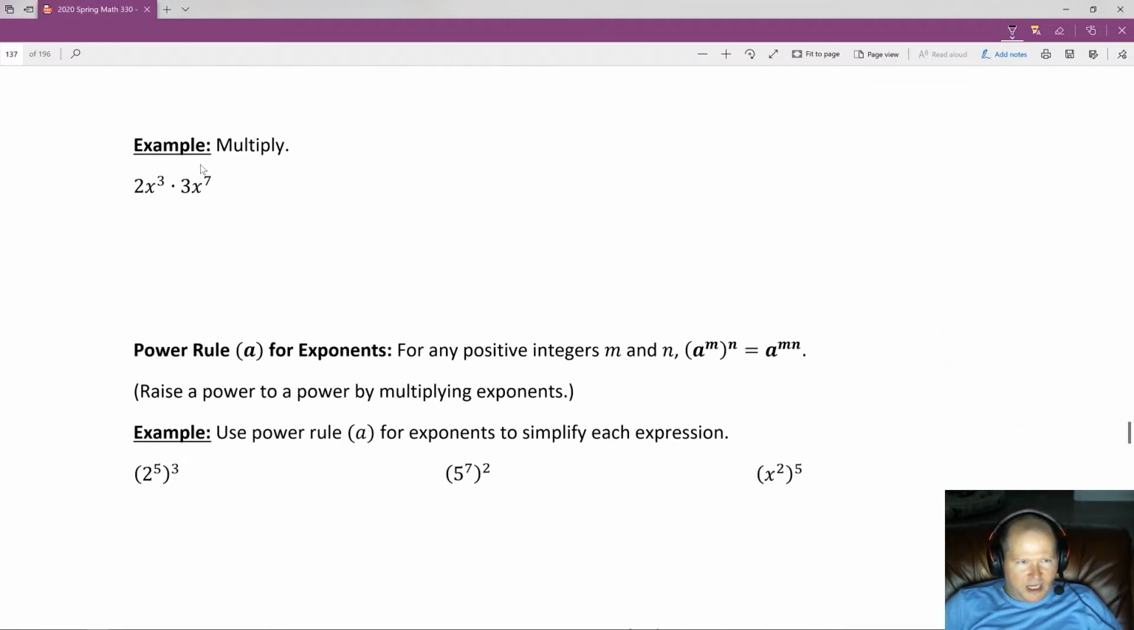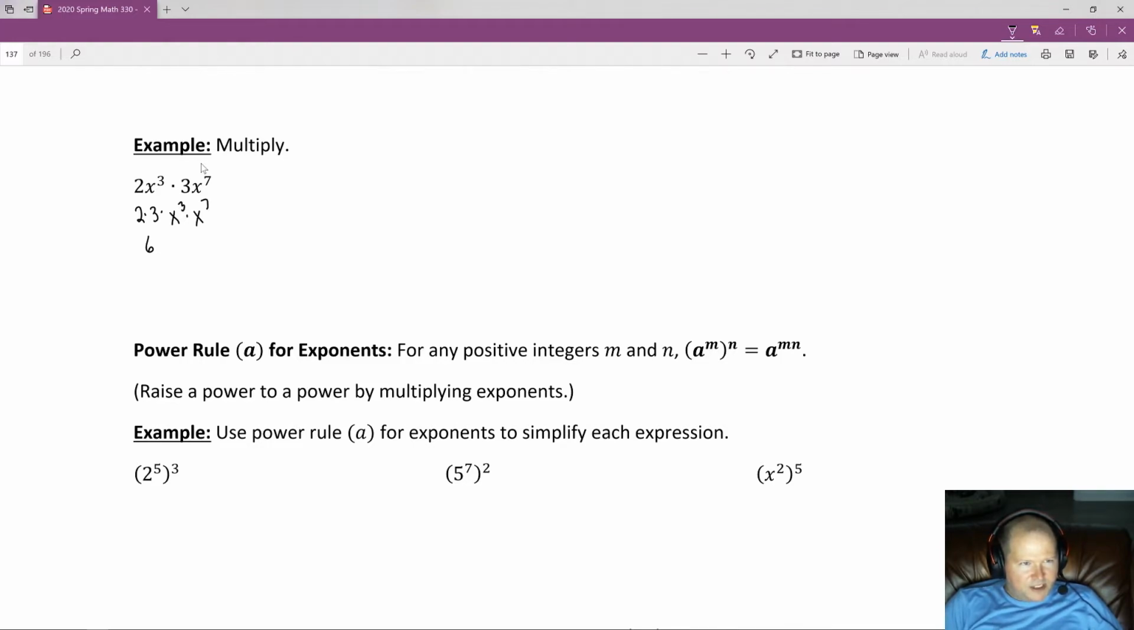Now, if you multiply, you get to use the product rule, right? But these coefficients you can multiply separately. So I'm actually going to break this apart a little bit. The coefficient 2 multiplied by the coefficient 3 on the second one. And then you have x to the 3rd times x to the 7th. Now you don't actually have to rewrite it, but I just want to make it clear what's happening here. 2 times 3 is 6. So you multiply the coefficients together. 2 times 3 is 6.